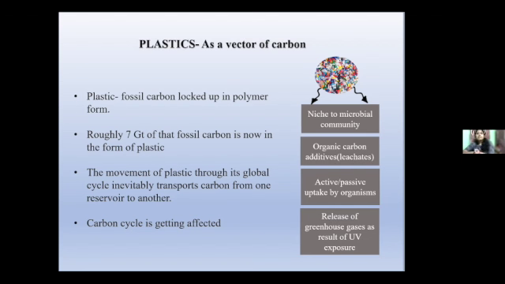And not only this, the microplastic, a lot of filter feeders confuse the microplastic with food particles, and that ends up in the microplastic entering the food chain. And a lot of polymers release greenhouse gases when they are exposed to the UV. So all these factors actually contribute to impacting the carbon cycle of the ecosystem.